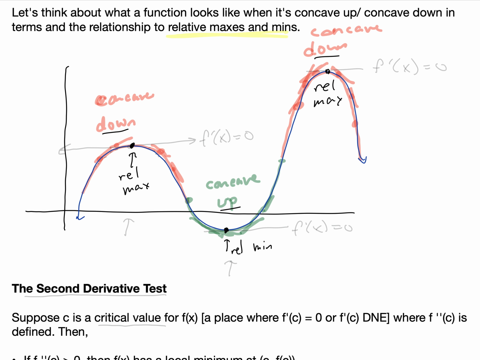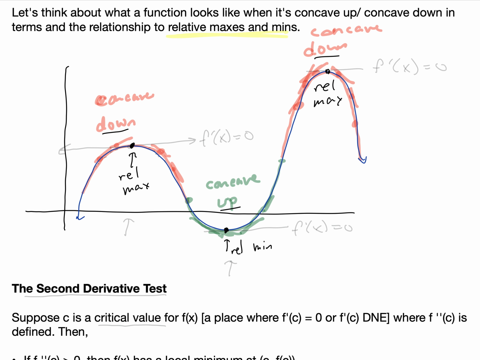And that makes sense because if we're concave down, that's like being at the top of the hill. So concave down, like the shape of an umbrella or something like that, top of a hill. This is a relative max right there. And if we're concave up, that's like a valley, we're going to have relative mins there.